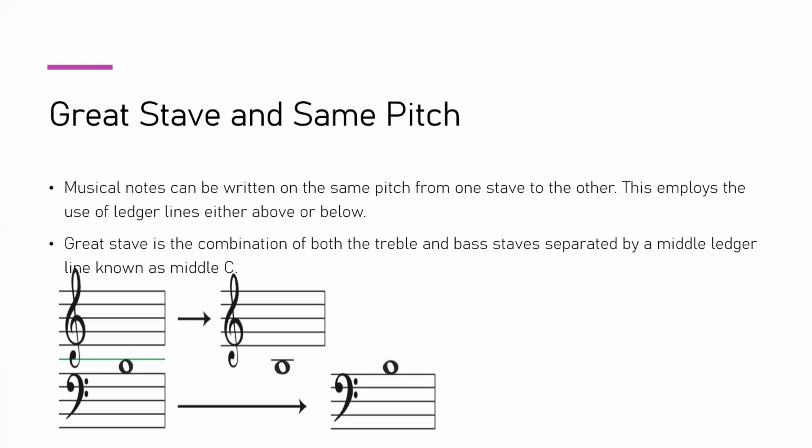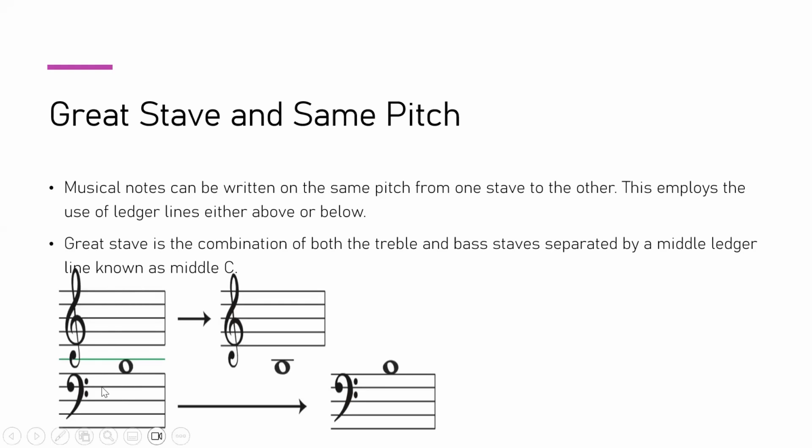And what is a great stave? A great stave is the combination of both the treble and bass staves, but separated by a middle ledger line known as the middle C. You must have been told that. Look at this screenshot here. I have the treble stave up, the bass stave down, but in between them is a green line. The green line is the line that separates between the treble stave and the bass stave, and this green line is called the middle C. That's what separates between them.